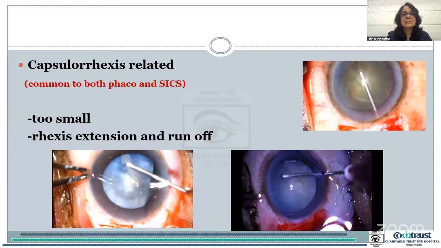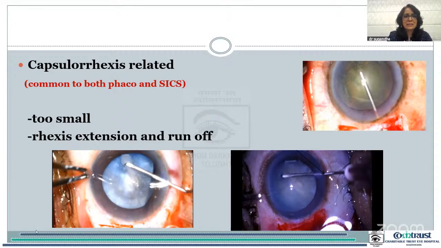The capsular excess related issues are, it is a pretty steep learning curve. So you need a decent size of rhexis to hydroprolapse your nucleus in an SICS. Whereas in phaco, you can go with about 5.5 to 6 millimeters. In beginner surgeons, we recommend aiming for a 6 millimeter one to be able to easily rotate and cleave the nucleus off the bag easily.